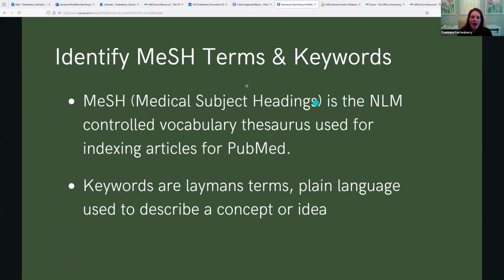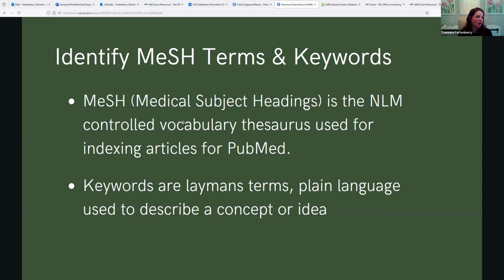Okay, so now we need to identify the MeSH terms and keywords. MeSH stands for Medical Subject Headings. It's a controlled vocabulary for indexing articles in PubMed. Really, it's a way for doctors and researchers to make sure that when they're talking about something, they're talking about the same thing, despite the fact that it might be called different things in different locations.